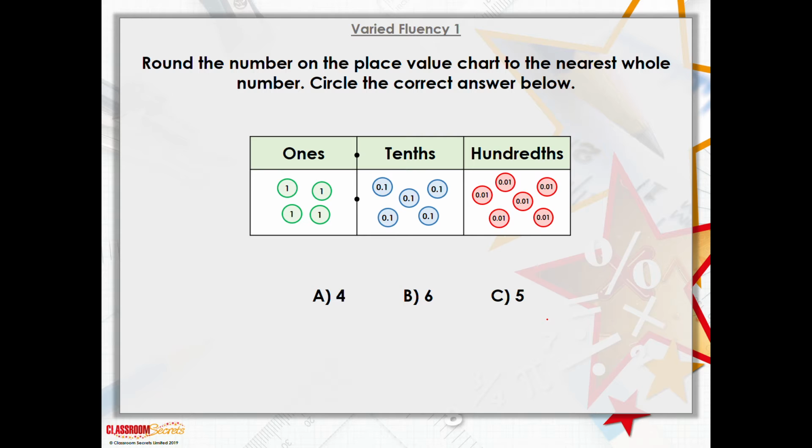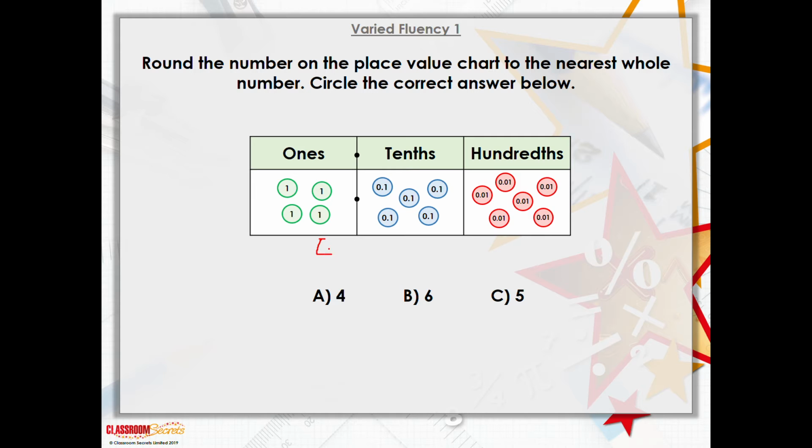Let's have a look at the activities for today then. So, we're going to be looking at rounding decimals. First of all, here on the place value chart, we have some place value counters. What we need to do is think about what number that is actually showing us. So that's the first job. The first job is to actually write down the number.